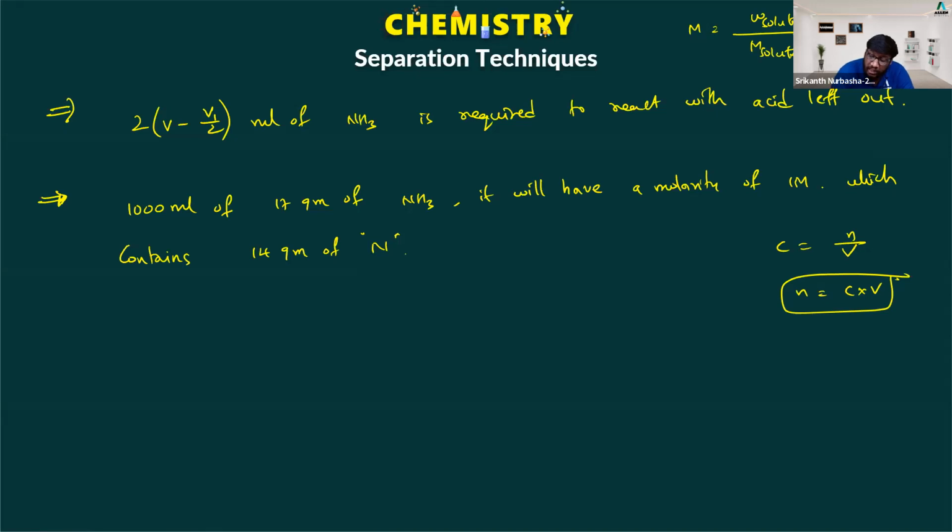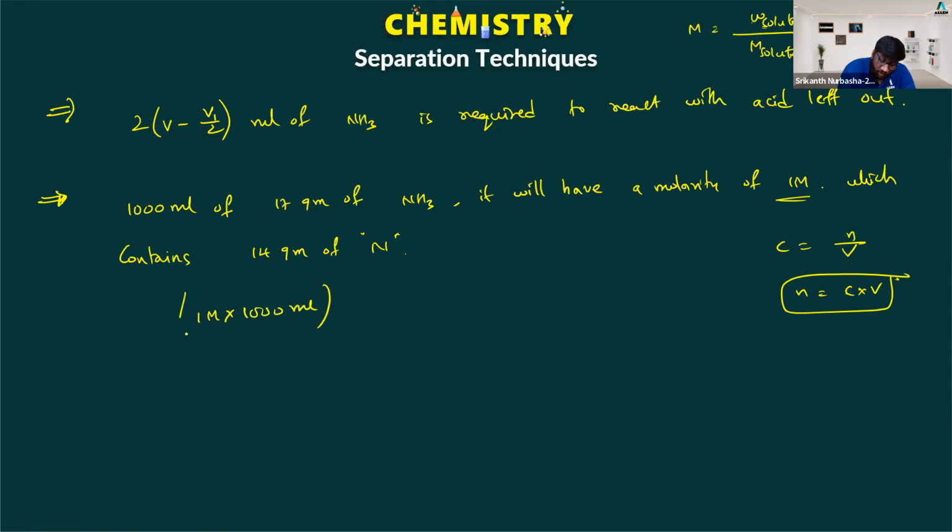Right? Here I have taken the volume of solution as 1000 and weight as 17 gram. Molecular mass 17 gets cancelled, 1000 gets cancelled. So I'll be having molarity 1. So concentration is equal to number of moles by volume. Number of moles is equal to concentration into volume. What is the concentration? 1 molar is the concentration, volume is 1000 ml.